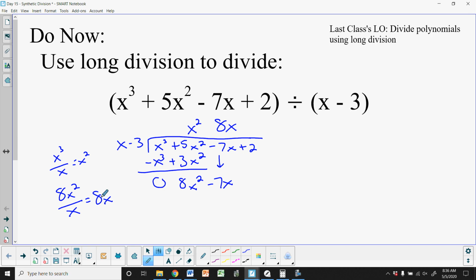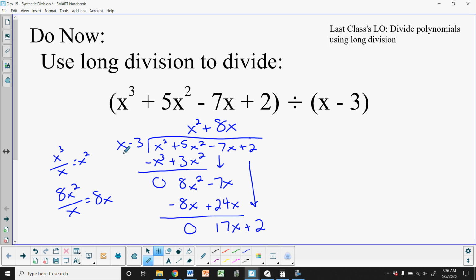So again, this will be positive. Now we multiply 8x times x. Whenever we multiply that first term, we should get exactly what we had above it. If we don't, then we made a mistake. So 8x times negative 3 will be negative 24. Switch the signs. And then we have 0, 24 minus 7, 17x, plus 2 when we bring that down.